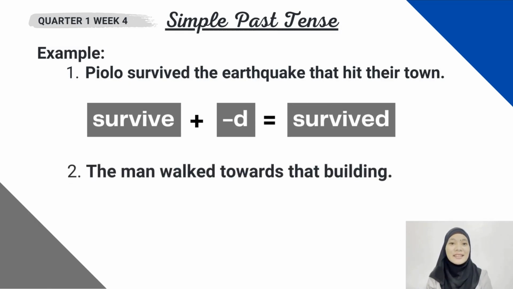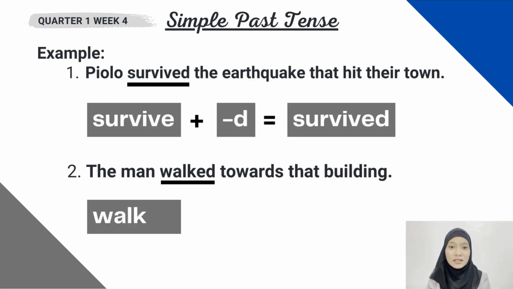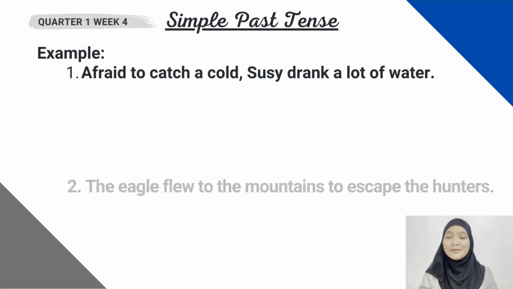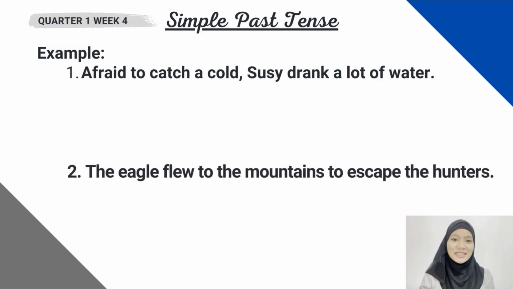Another example, the man walked towards the building. We have the verb walked, which is in the regular form. It ends with what? Very good. It ends with "ed." Therefore, it is in the simple past tense of the verb. From walk to walked, or from walk plus "ed" is equal to walked. Let's proceed to another example of simple past tense.